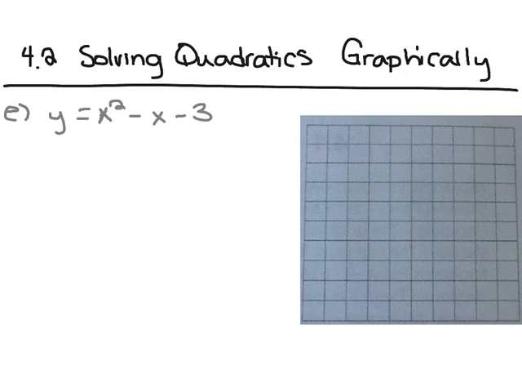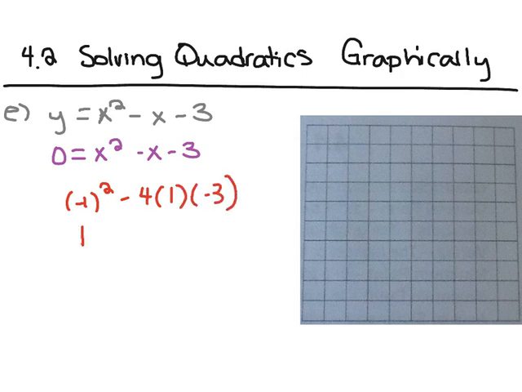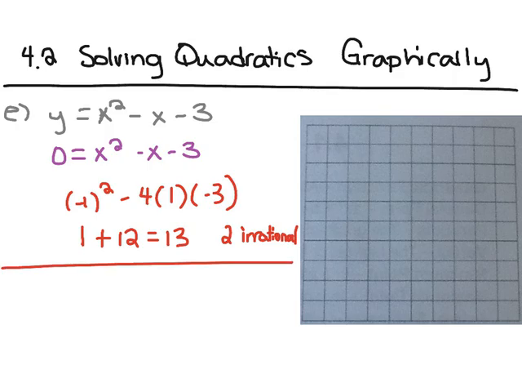For this one, our equation will be 0 equals x squared minus x minus 3. My discriminant will be negative 1 squared minus 4 times 1 times negative 3, which is 1 plus 12, which is 13. So therefore, we know we have two roots, but they're irrational. When it's irrational, we know we have to use the quadratic formula.